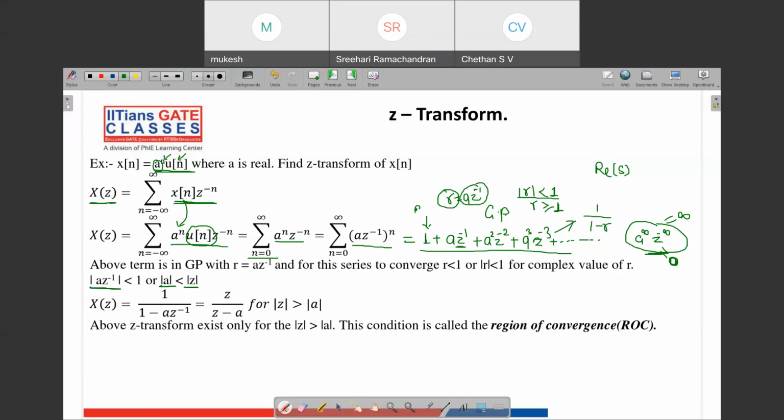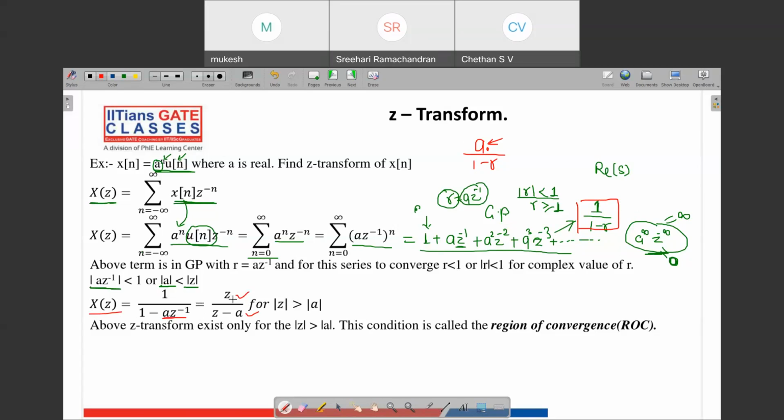This is the formula of the summation of the geometric progression from mathematics. In general, it is A naught divided by 1 minus r, where A naught is the first term of the GP. For our case, the first term is 1, so that's why it is 1 here. Once you use this formula, your Z transform will become 1 upon 1 minus a z inverse, or you can also write it as z upon z minus a.